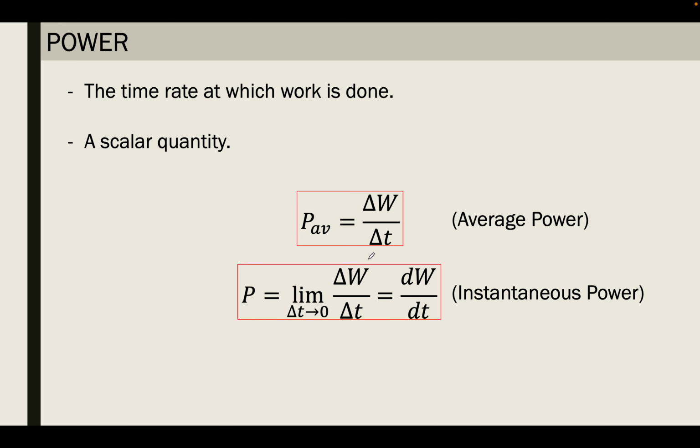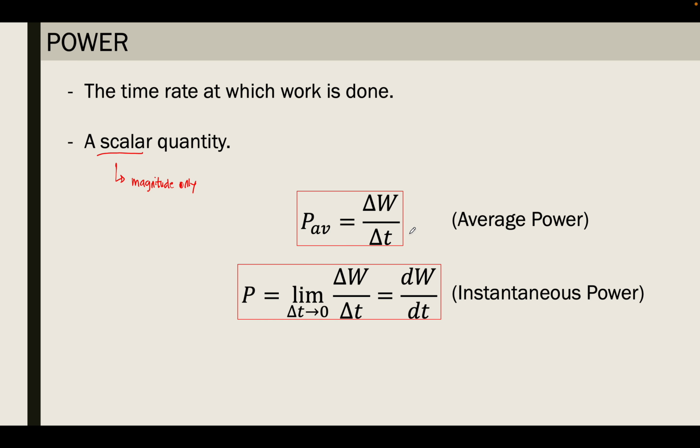Now, how about the instantaneous power? For the instantaneous power, we have P, or the power, is equal to the limit as delta t approaches 0 of the change in the work done divided by the change in time, or we can also have it as the change in work over the change in time. Also, by the way, power is a scalar quantity. When we say scalar, again, it has magnitude only, so it has no direction.